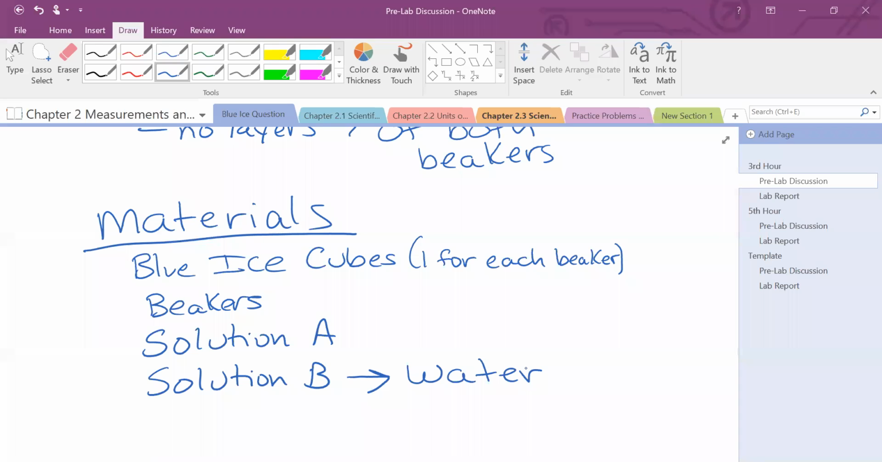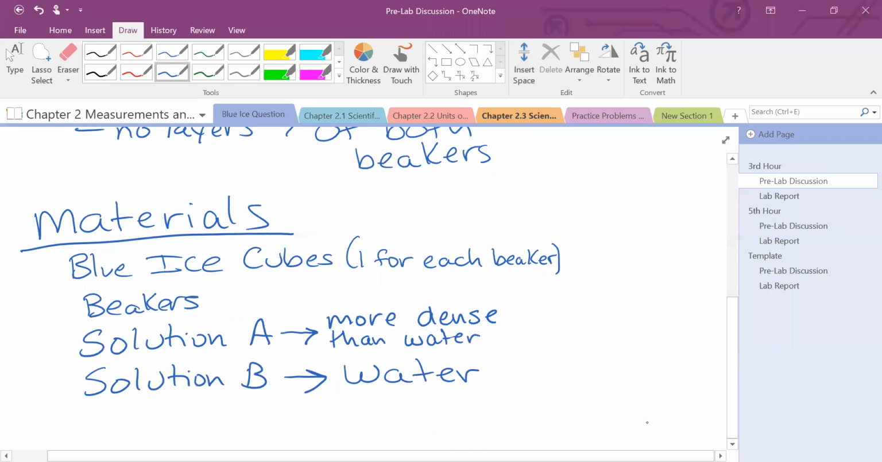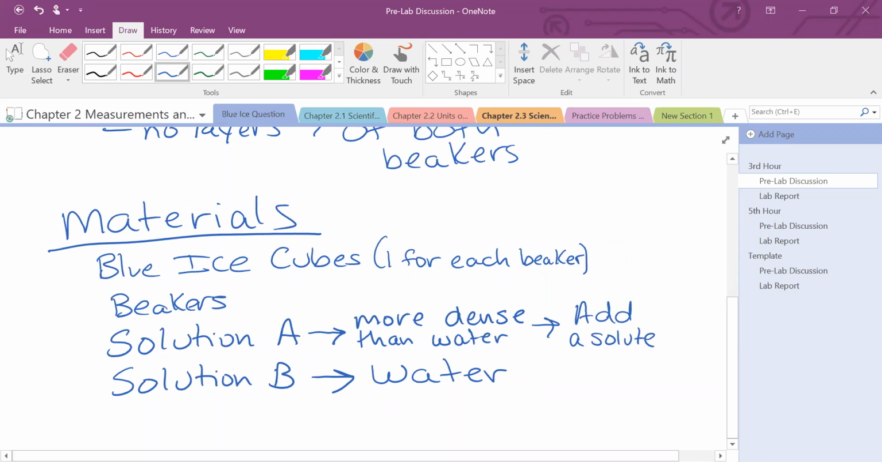We've discovered that it's, what's the difference with solution A? Is it more or less dense? It's more dense. So you need to add what to it? You need to add a solute. That you get to pick. So for solution A, you will pick a solute to add. That's one of the things you're going to have to tell me today before you go, what your solute is. And you'll get to discuss that with your lab partner once I break you out into groups.